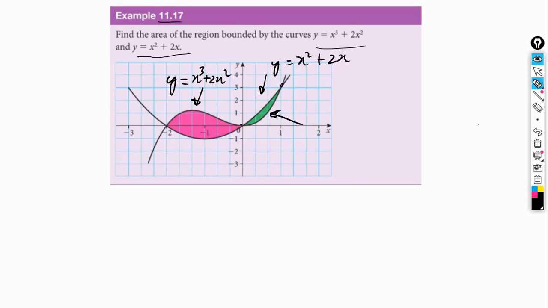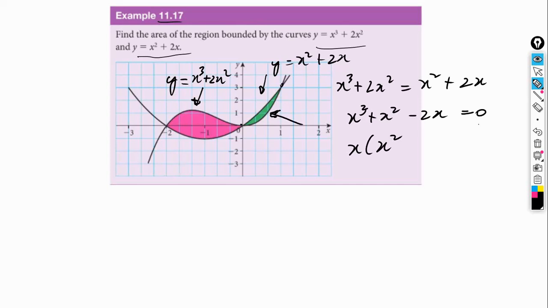So we would say x cubed plus 2x squared is equal to x squared plus 2x. And then of course this we can just rearrange. It's going to be x cubed plus x squared minus 2x is equal to 0. So notice that we can factor out x. So we get x times x squared plus x minus 2 is equal to 0. And then this is easy to factor because this is just going to be x times x plus 2 times x minus 1.